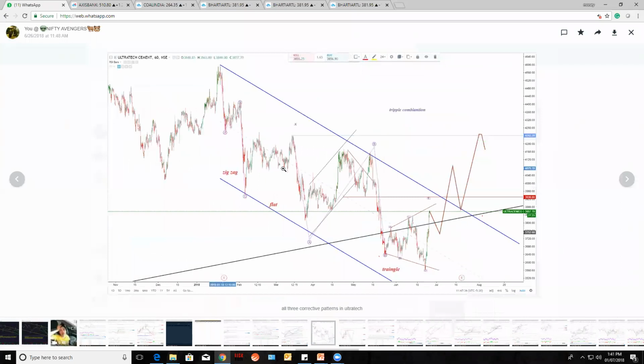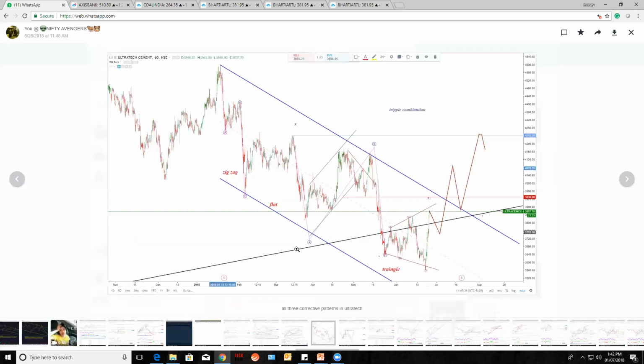See here, this is the Ultratech cement chart. Maybe I have shared it in the group. See here, it's an ABC again, a zigzag correction. After that, there is a flat correction. And internally, there is a triangle at the end, A, B, C, D, E.